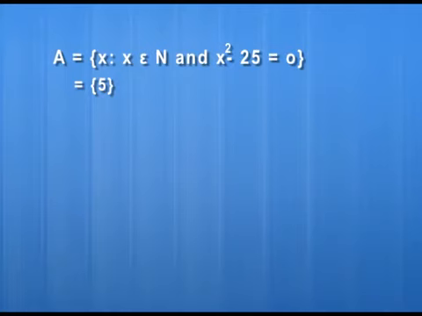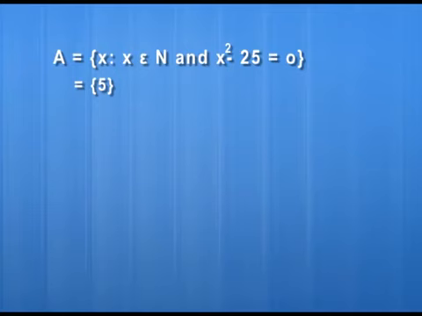In this set, the set of all x, x belonging to the set of natural numbers and x square minus 25 is equal to 0. Let me solve this equation. x will be equal to plus 5 and minus 5. x belongs to the set of natural numbers. So, minus 5 is not a natural number. We get only one answer for the solution, and that is 5. So, this set is having only one element.